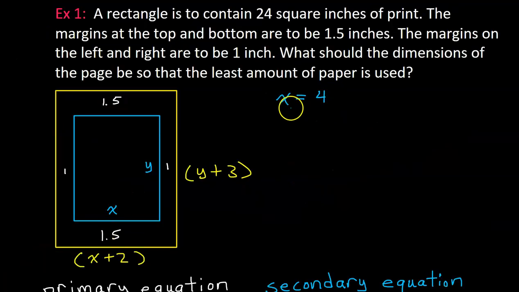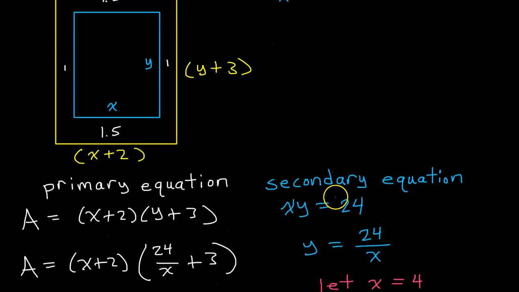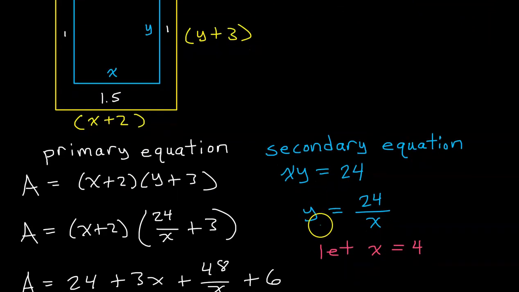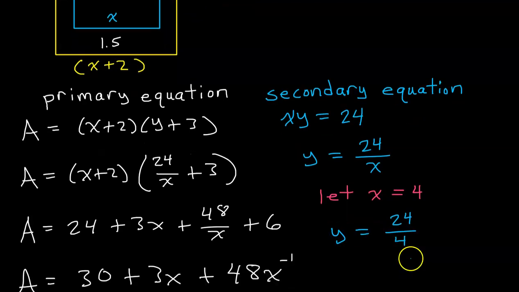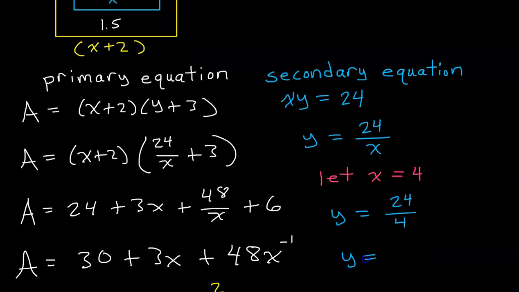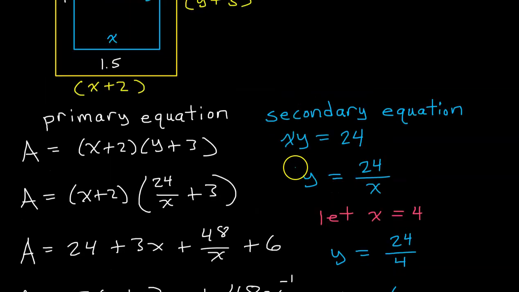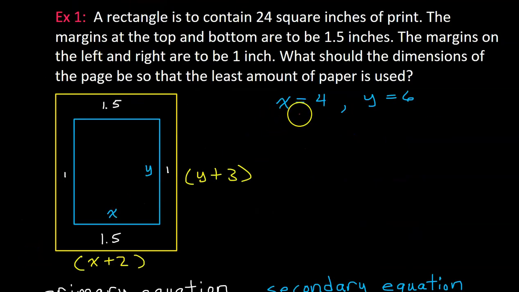So we have found that x equals 4. We need to find what y is. Let's use the secondary equation. And we already have y by itself. So if we let x equal 4, then y is going to equal 24 divided by 4. So obviously that means that y is equal to 6. So x equals 4 and y equals 6.